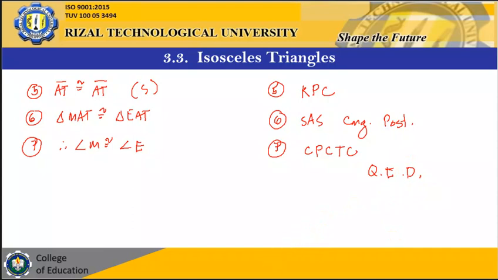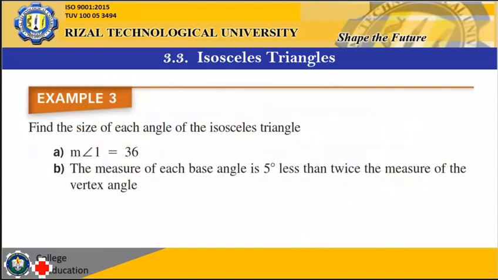Okay, let's have an example. Find the size of each angle of the isosceles triangle. For letter A, the measure of angle 1 is equal to 36. And letter B, the measure of each base angle is 5 less than twice the measure of the vertex angle.